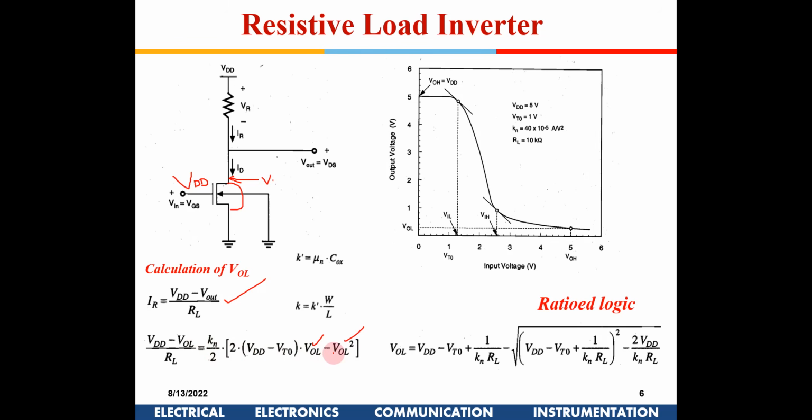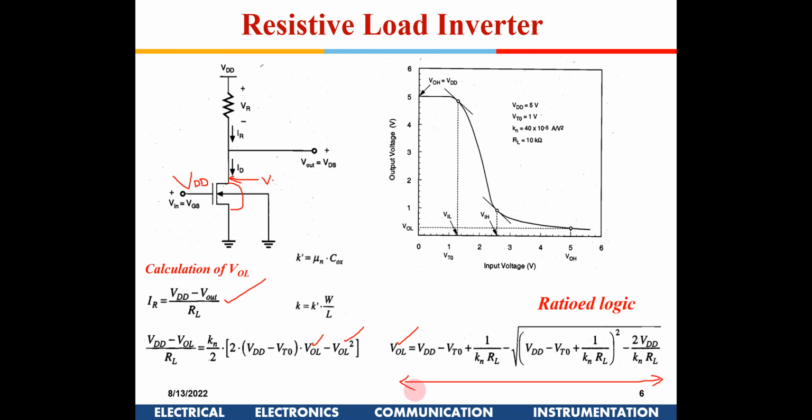So these two current equations we have given. Everything is known here: VDD is known, RL is known. Now VOL is the thing which we need to compute. Kn is known, that means once we have fixed W by L, then Kn will be known. VTO is also known. If you try to compute, this is a quadratic equation, and if you solve it, this is the equation which we get for VOL.